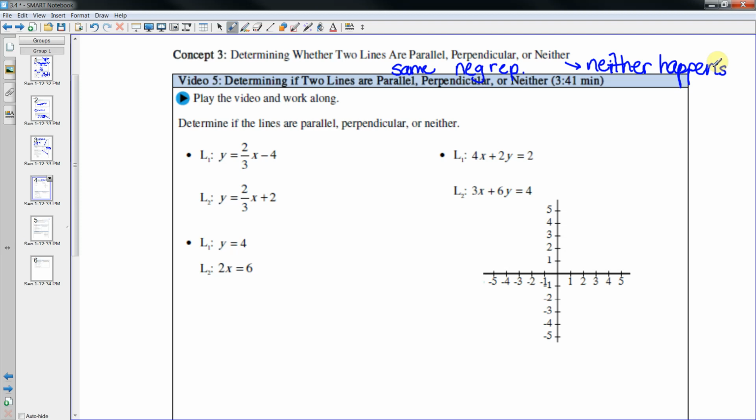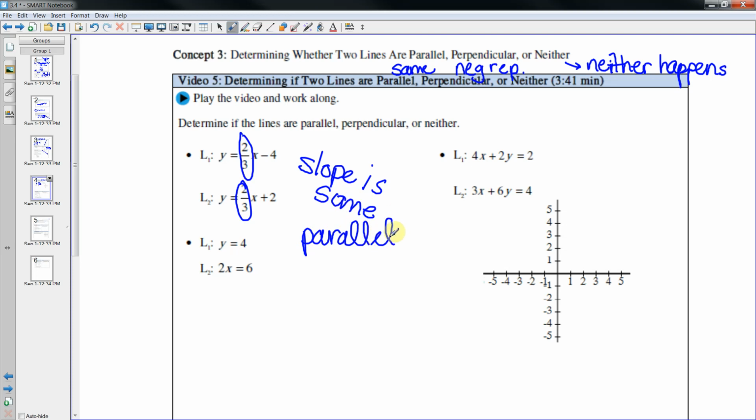So if I've got y equals 2/3 x minus 4, y equals 2/3 x plus 2, determine if they're parallel, perpendicular, or neither. Well, slope is 2/3, slope is 2/3. The slope is the same. So that means they are parallel. Okay? Over here on this next one, 4x plus 2y equals 2. I don't know what the slope is on either one of these because they're not solved for y. So I'm going to solve this one for y. So I'm going to subtract 4x from both sides.